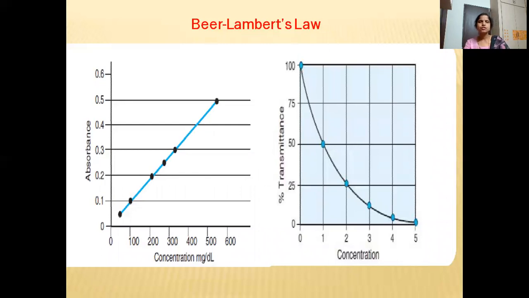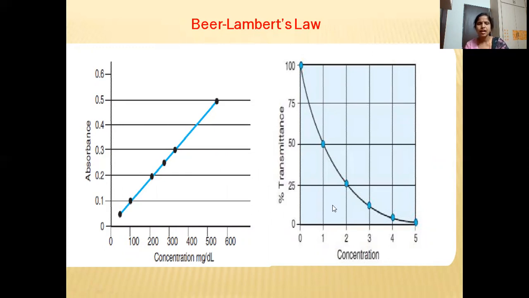So according to Beer's law, when we draw a graph by taking concentration on the x-axis and absorbance on the y-axis, what we need to get is a straight line like this. A straight line which passes through the origin. So when we are getting a straight line, that too passing through the origin, then we can say that it is satisfying Beer-Lambert's law.